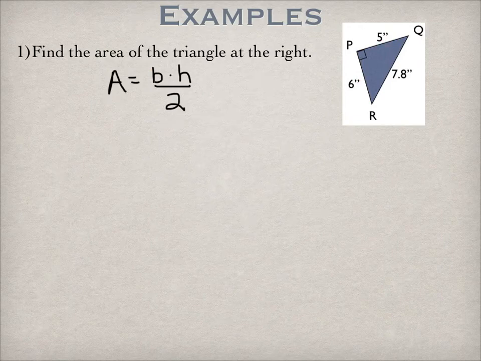Doesn't matter which is which, okay? As long as they make that right angle, that's the important part. The 7.8 does not help us in the least for doing area. Okay, the only ones I care about are the ones that make the right angle.